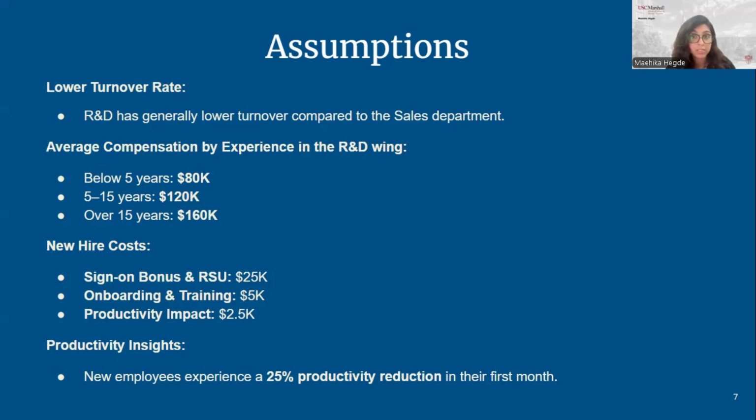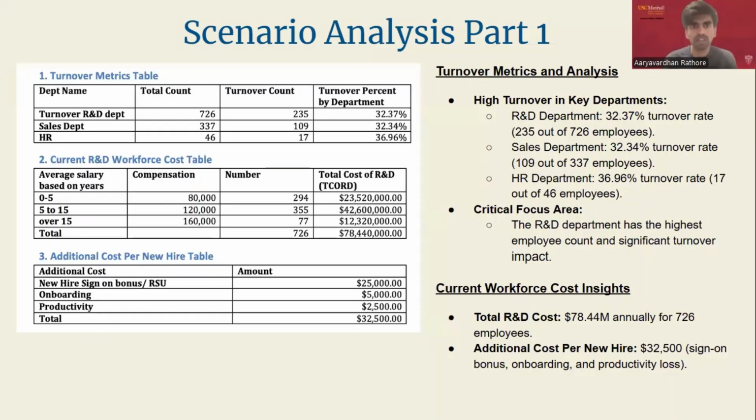Now, for further analysis, I'll pass it on to Arya to explain the same. Thank you, Mihika. So for scenario analysis part 1, we carefully looked at the turnover percent by department, where we found that the turnover at R&D is the highest at 32.37%, specifically mentioning the turnover count.